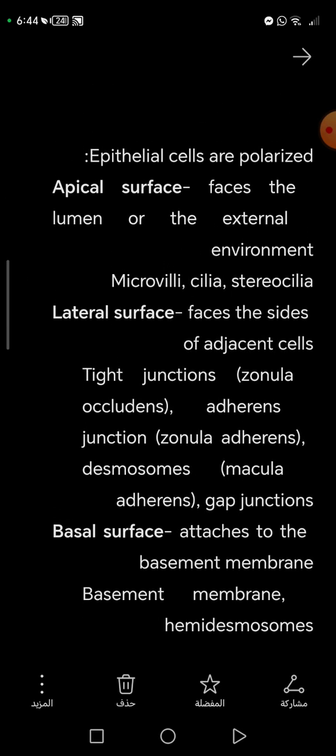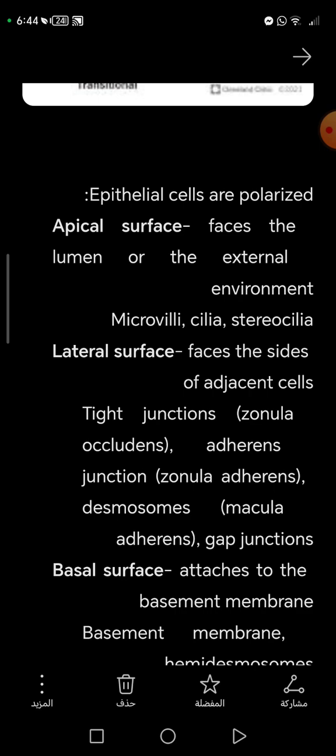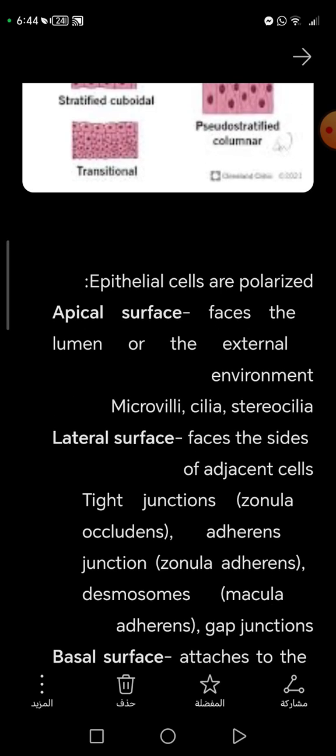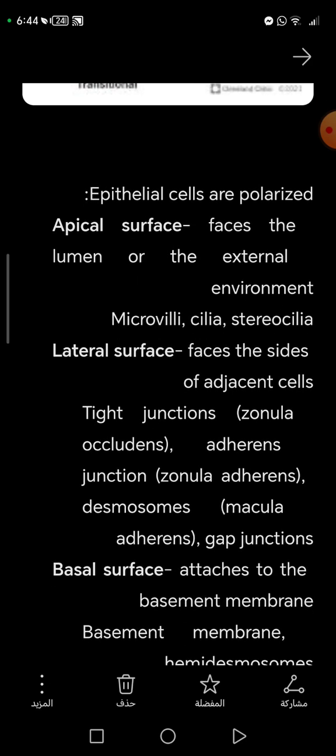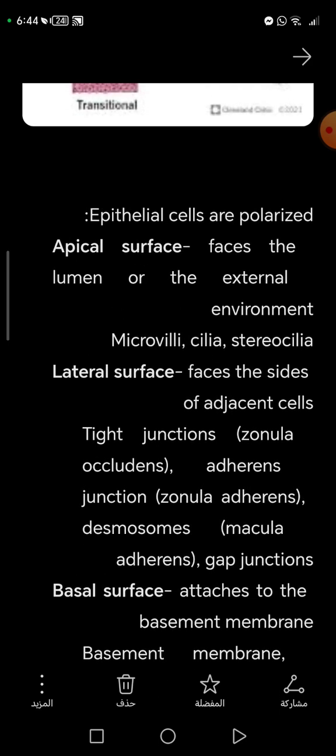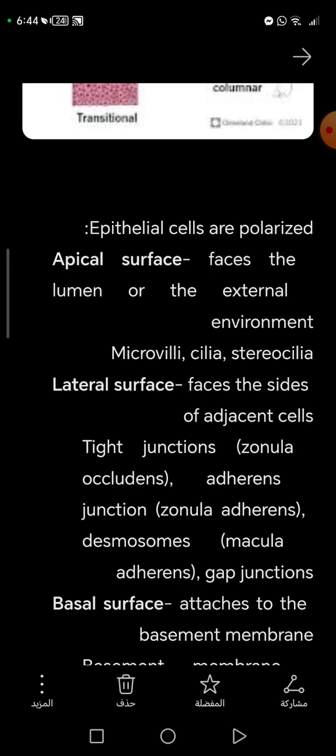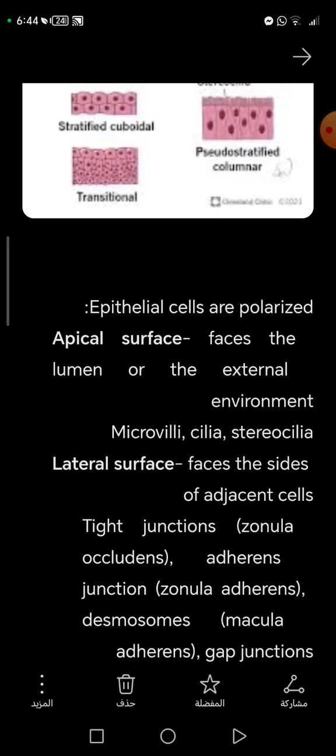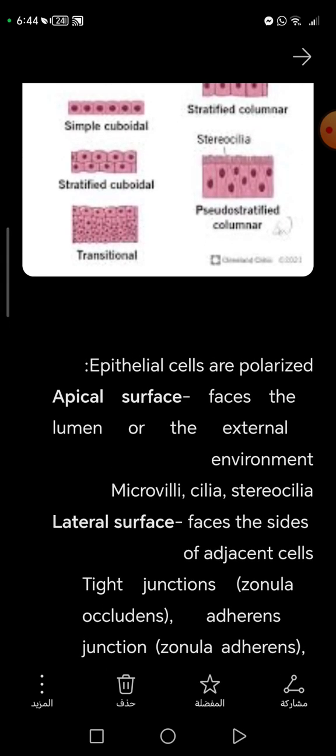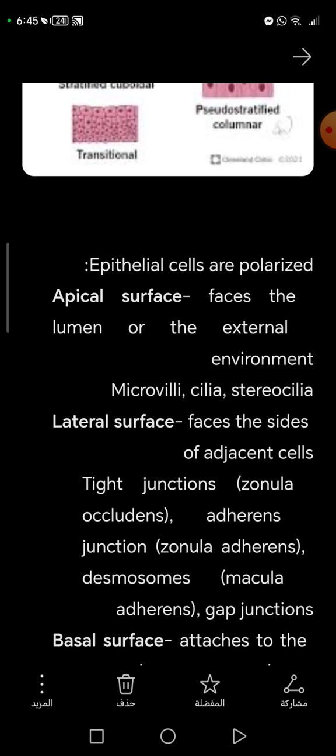So epithelial cells are polarized, depending on their upper part, left, right. What's the apical surface? It faces the lumen or the external environment, so it's the upper part. We can call it the head, the head of the epithelial cell. Microvilli, cilia, and stereocilia are located on the apical surface.